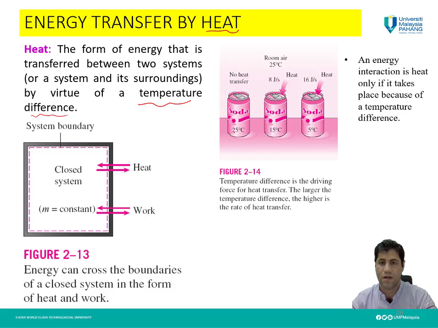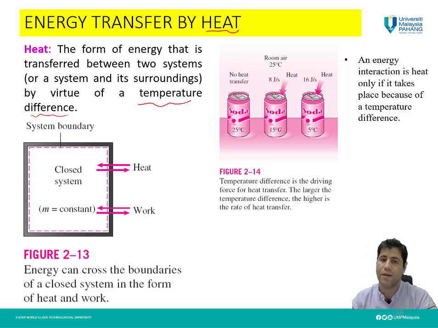As you can see here, this is an example to show the direction of heat or thermal energy transfer. Imagine we have three cans at three different temperatures in a room with a temperature of 25 degrees Celsius. The temperature of the first can is 25 degrees Celsius, the same as the environment, so no heat transfer.